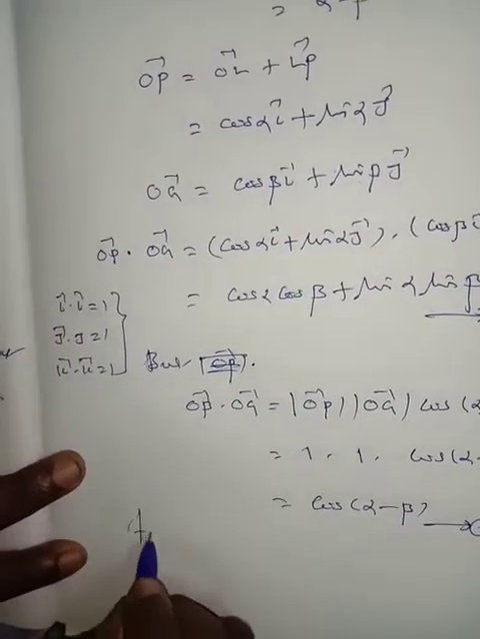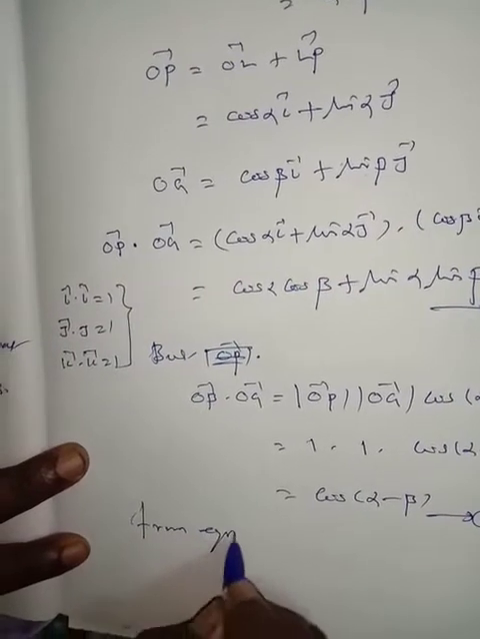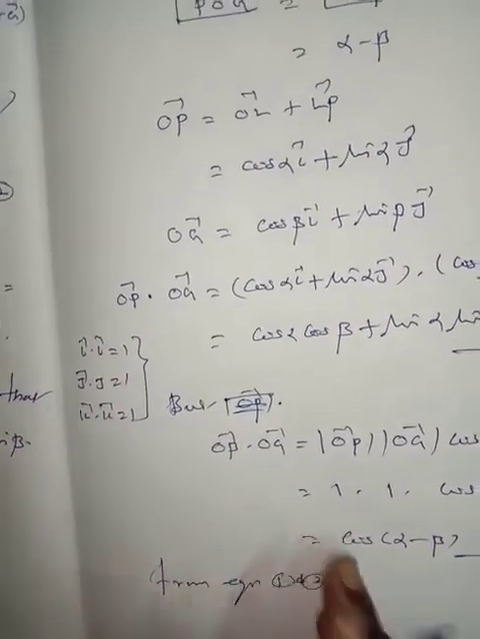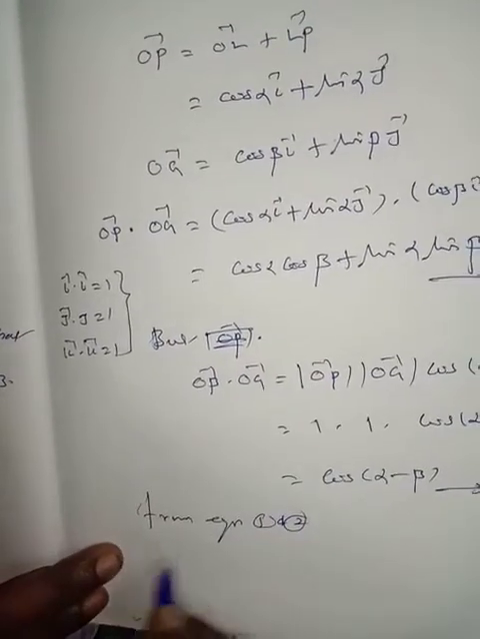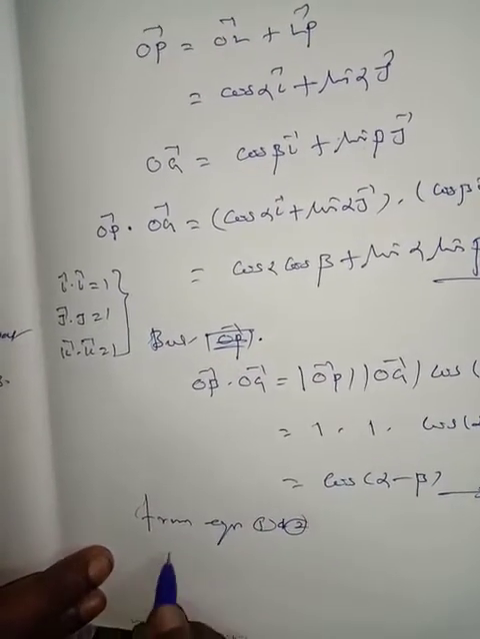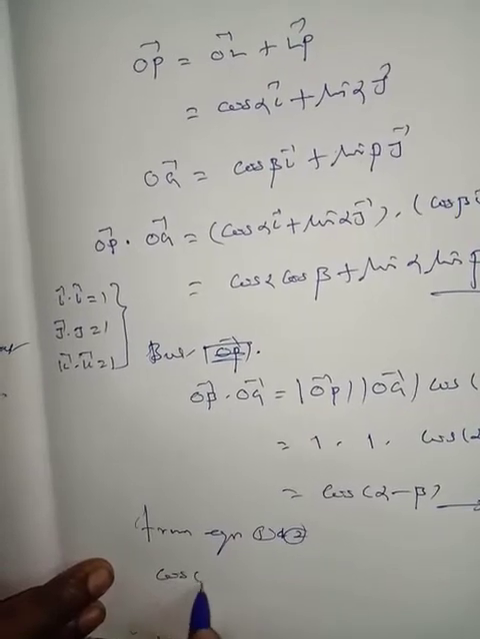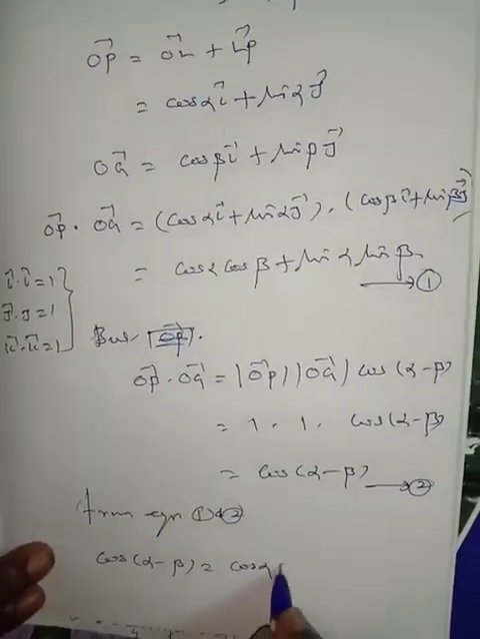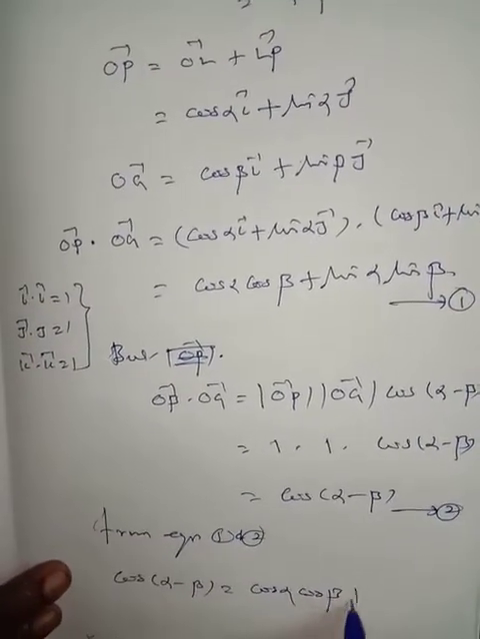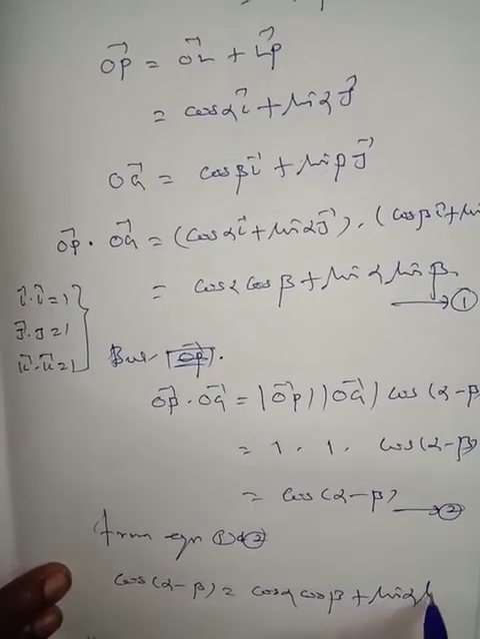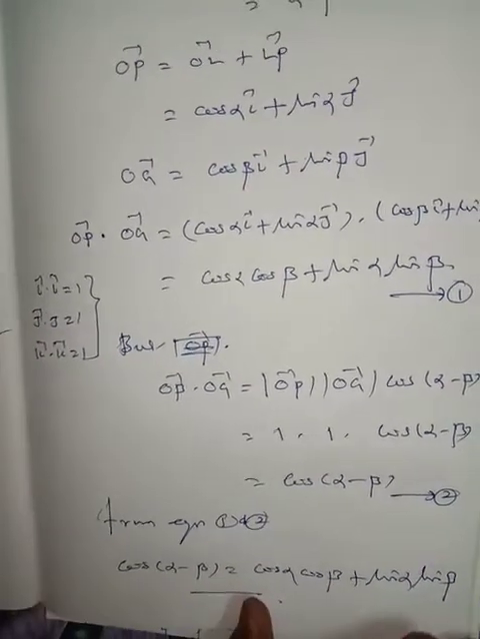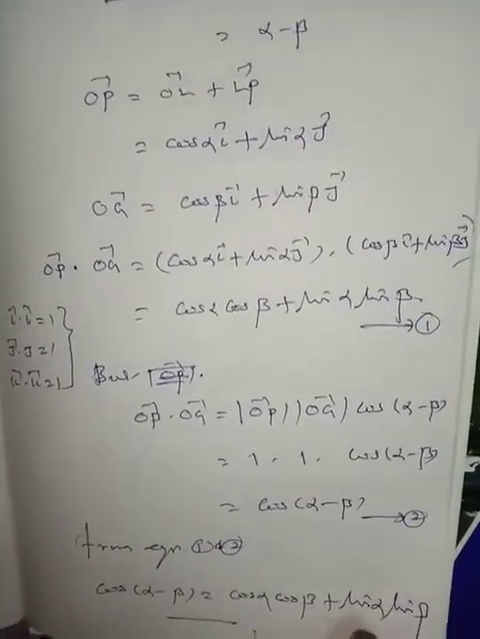From equation number 1 and 2, LHS are equal. Therefore, RHS are equal. Cos of alpha minus beta is equal to cos alpha cos beta plus sin alpha sin beta. Hence the result. Next, question number 10.